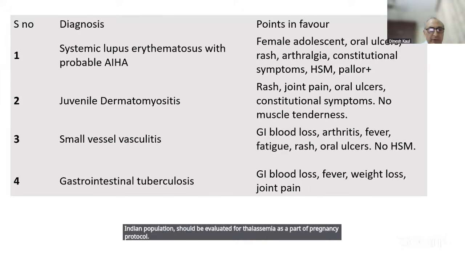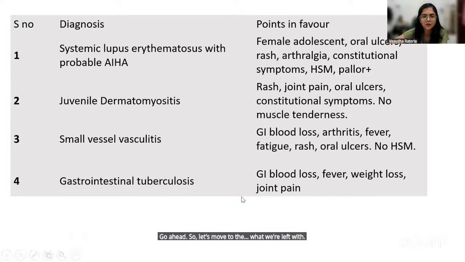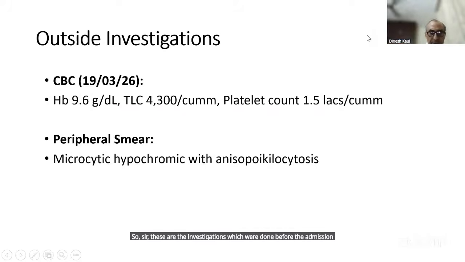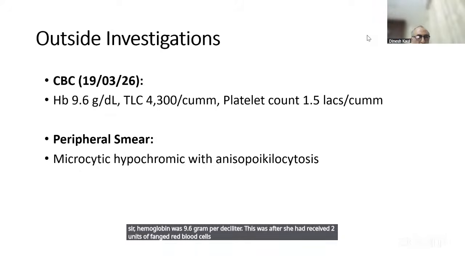Go ahead. Let's move to what we're left with. Sir, these are the investigations which were done before the admission. Hemoglobin was 9.6 gram per deciliter. This was after she had received 2 units of packed red blood cells. Before that, as the mother reported, the hemoglobin was critically low.